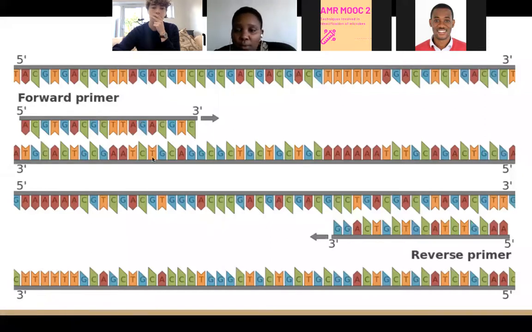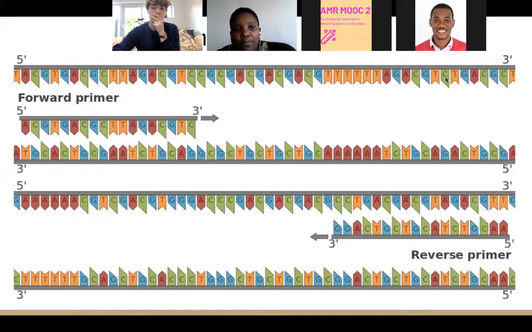So when you're designing, you have your strand, which normally runs from 5 to 3 and 3 to 5. And from this one, you design both the forward primer and the reverse primer, because you know it has to copy from 5' to 3'. So one should run forward and the other one should run reverse. So at the end of the day, you get the whole thing copied.